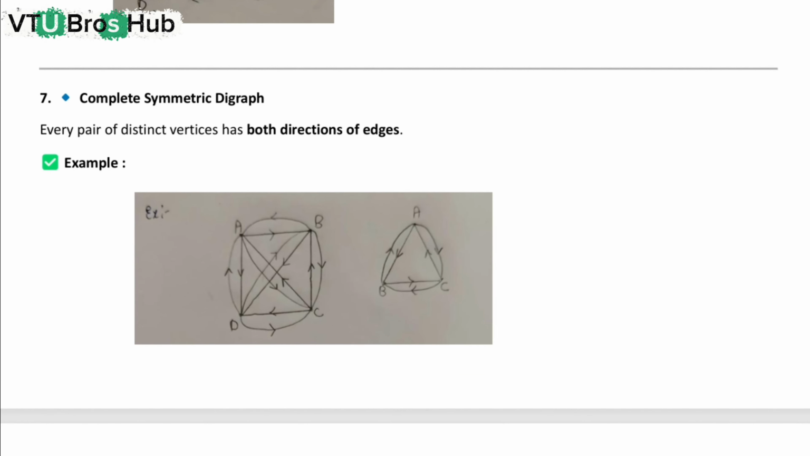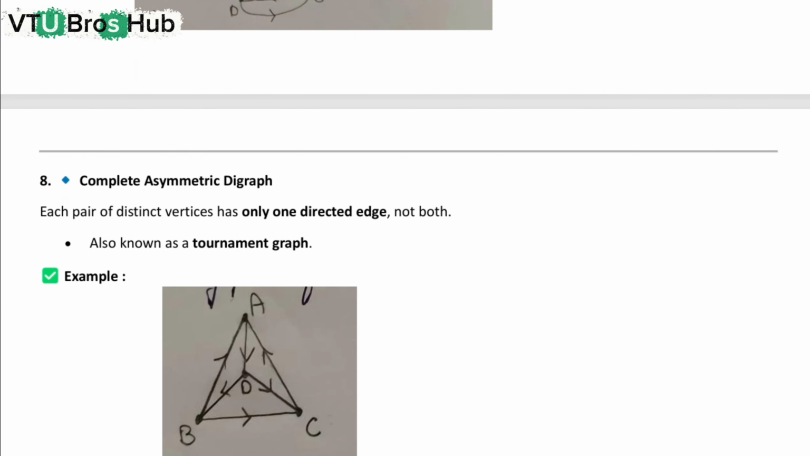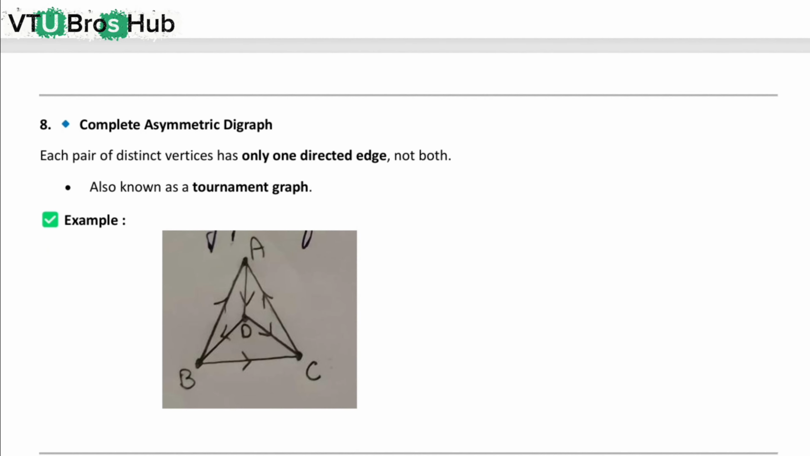So for every U to V, there is also V to U. Observe the symmetric connection in the diagram. 8. Complete asymmetric digraph. Here, each pair of distinct vertices has only one directed edge, not both. This is also known as a tournament graph. Refer to the tournament example graph shown.